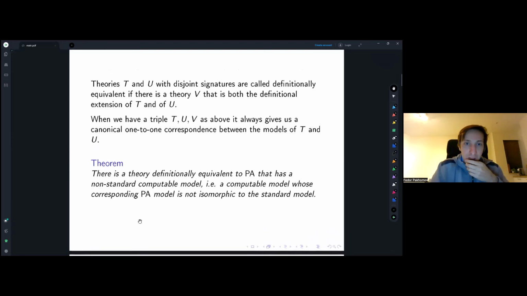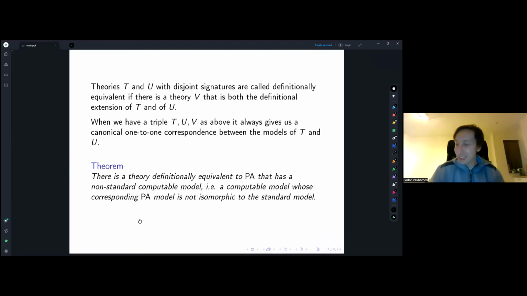Anyways, so now we kind of figure out what this notion of definitional equivalence is. So now let me state the main theorem that I will be proving today. There is a theory that is definitionally equivalent to Peano arithmetic, and that has a non-standard computable model. That is a computable model such that the corresponding P model is not isomorphic to the standard one. And in fact, the theory will have infinitely many non-isomorphic computable models.